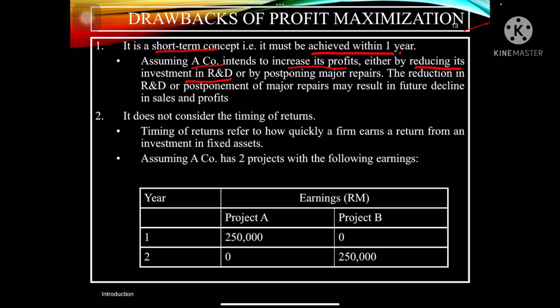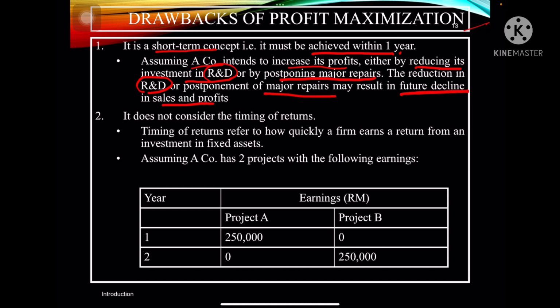So they have two things that they would like to focus on: either reduce the R&D, or postpone their major repairs. The reduction in R&D or postponing the major repairs will actually affect the future profit, but they don't care. For that year they would like to achieve more profit, even though if they focus more on R&D now, they can make more profit in the future. So this is a short-term concept, which is not good, for the profit maximization.